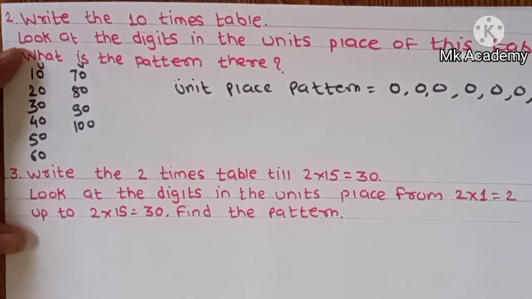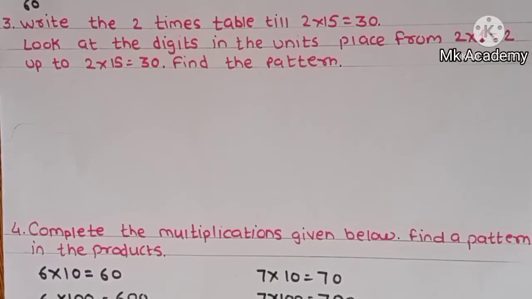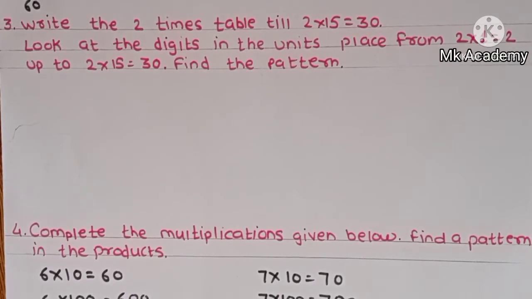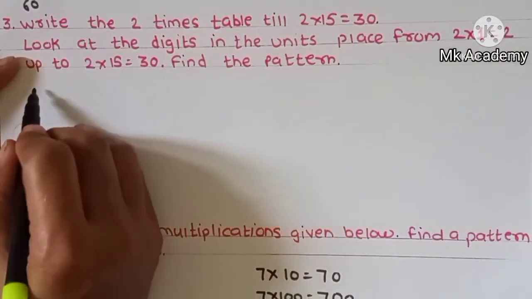Now example number 3. Write the 2 times table. 2 into 15 is equal to 30. Look at the digit in the unit place from 2 into 1 is equal to 2 up to 2 into 15 is equal to 30. Find the pattern. First we write down the table.